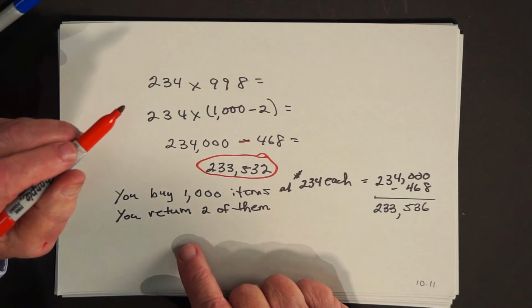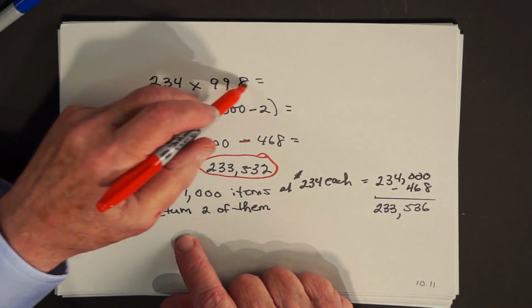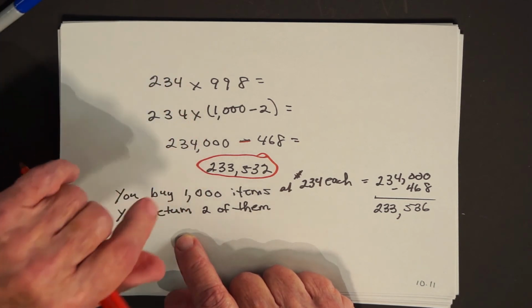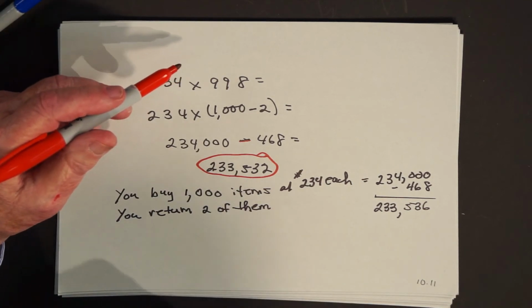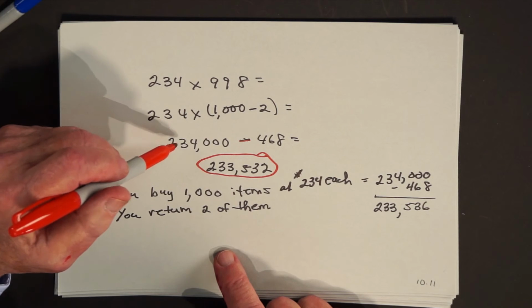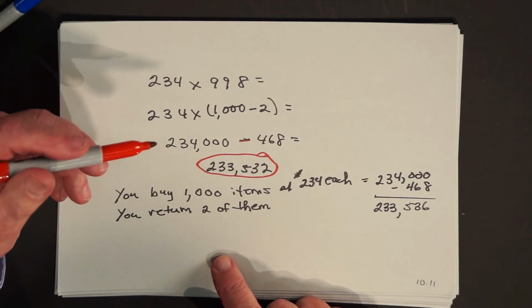Okay? And that seems to be a lot easier than doing this. In other words, it gives me a very good estimate for the correct answer. And I know that the answer seems reasonable because the fact that 234 times 1,000 is 234,000, I expect the answer to be pretty close to 234,000.